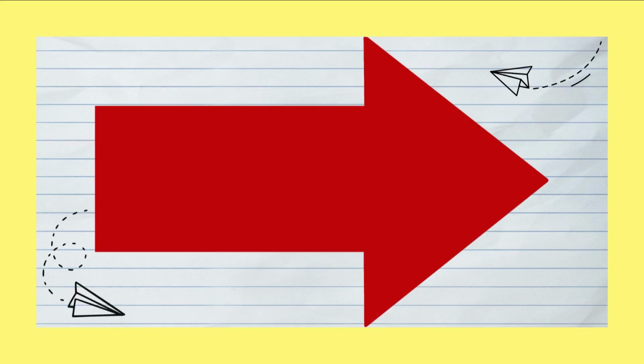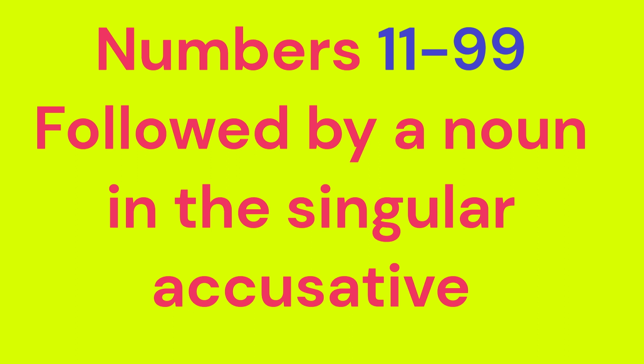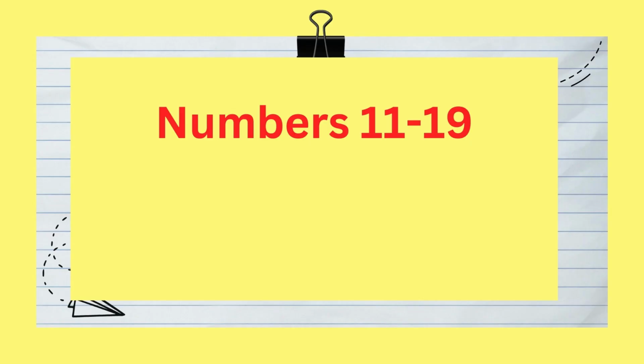So now we'll move to numbers 11 to 19. And remember, we said that numbers 11 to 99 take the singular accusative. They're followed by the noun in the singular accusative. So let's now do numbers 11 to 19, then we'll work on numbers from 20 to 99.